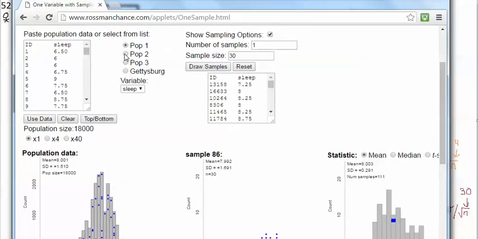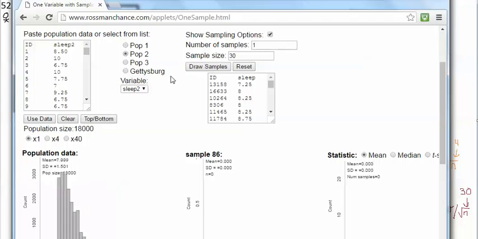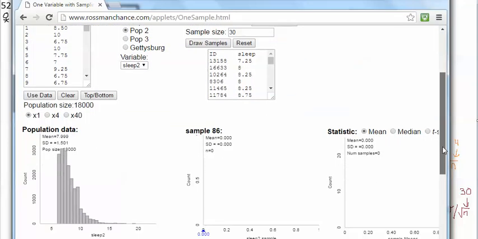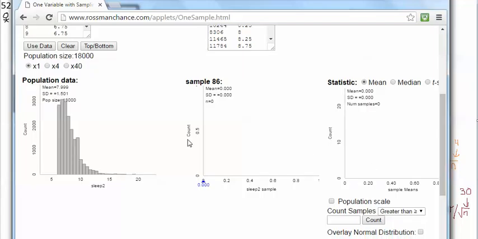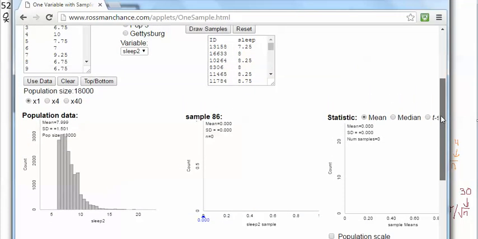So let's look at a skewed population right here. This population of 18,000 people is now positively skewed, meaning most people are at the lower end down here, getting less sleep, and fewer people are out here getting more sleep. It turns out that if a population is skewed, the shape of the sampling distribution depends on the sample size.